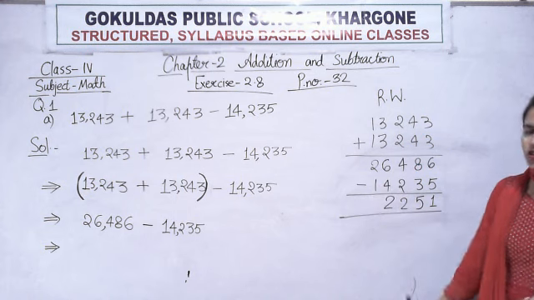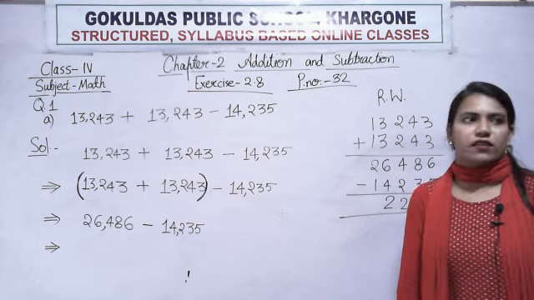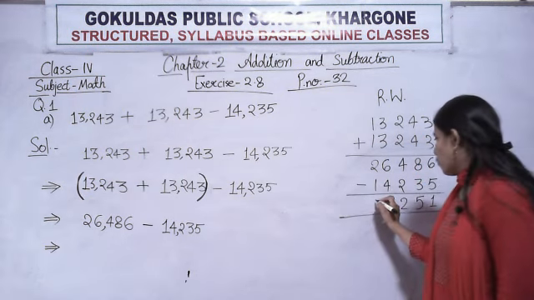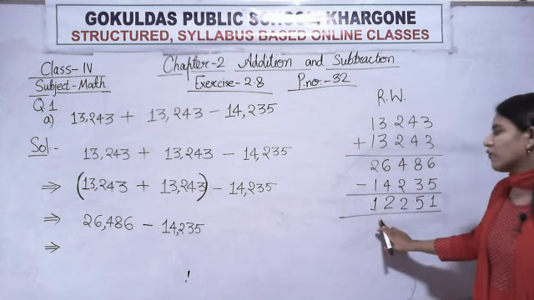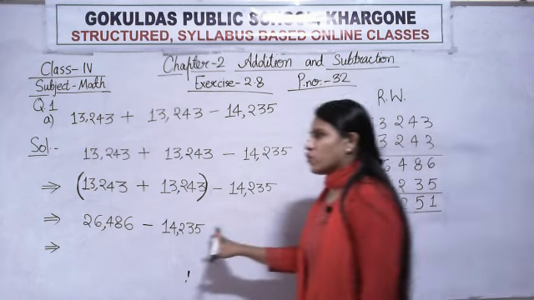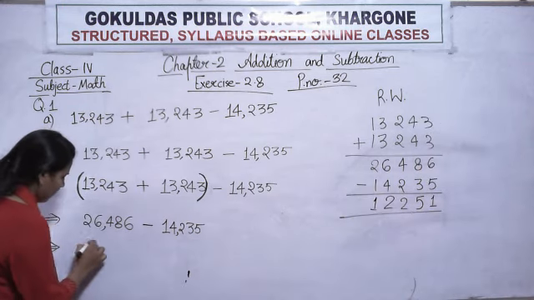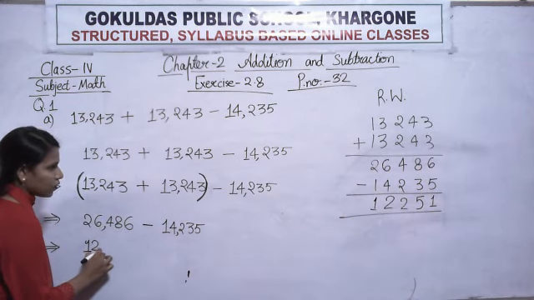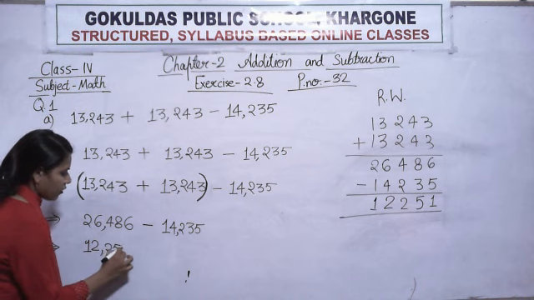Now solve the last column. 2 minus 1. 2 minus 1 is 1. Okay. So your final answer is 12,251. So write this answer here.